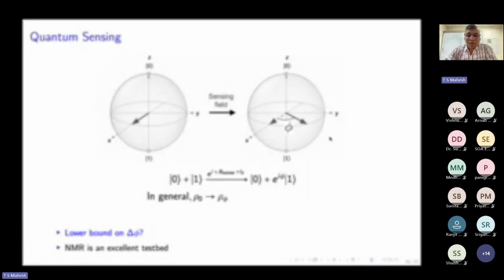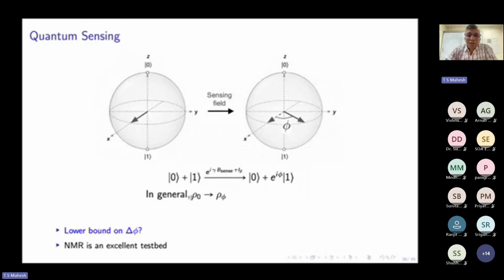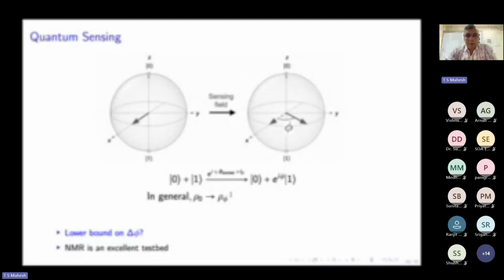So that's the simplest example, but in general, the initial state can be an arbitrary density matrix rho 0, and due to the sensing field, it is getting transformed into rho phi. So rho phi is the encoded state. That is the state which is encoding the properties of the field that you are sensing. It can be encoding the direction of the field, the magnitude of the field, and so on. So now the important question is what is the best precision you can get in this setup.